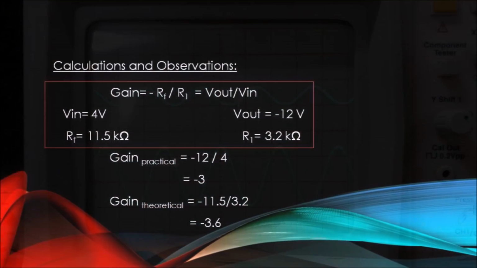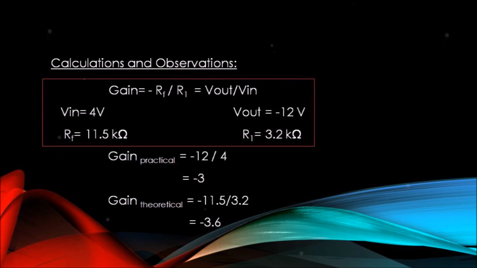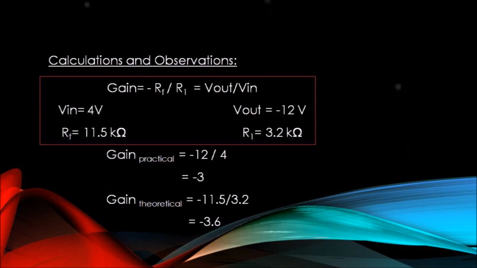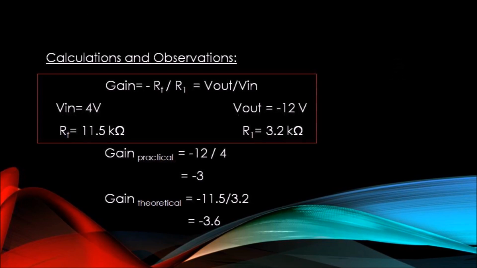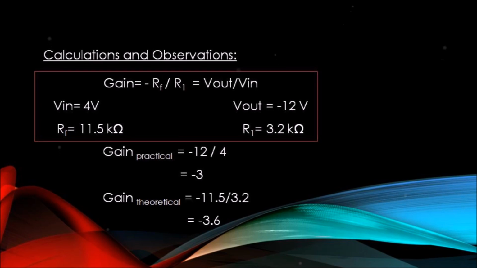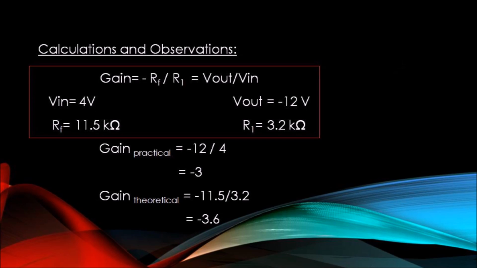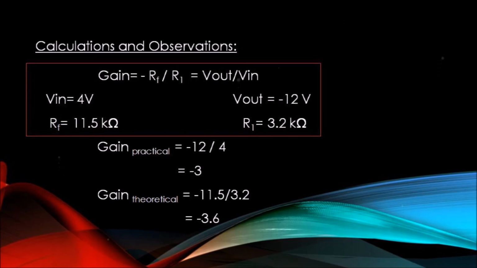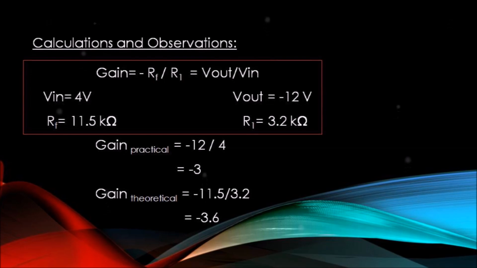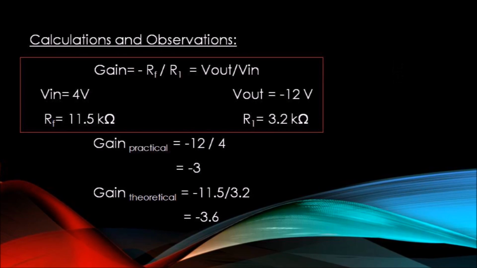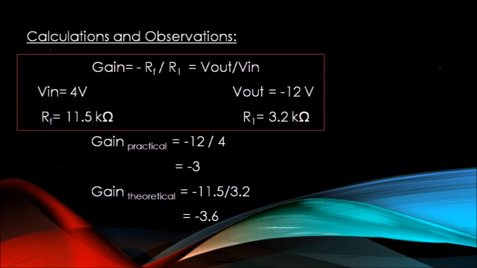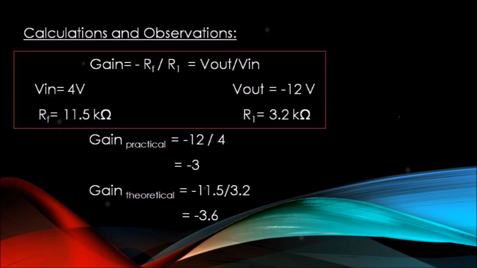As we now calculated, V in is equal to 4 volts and V out is equal to minus 12 volts. RF was 11.5 kilo ohms and R1 is equal to 3.2 kilo ohms. Again calculating gain practically, it is equal to minus 12 divided by 4, which gives us minus 3, and gain theoretically is minus 11.5 divided by 3.2, which gives us minus 3.6.